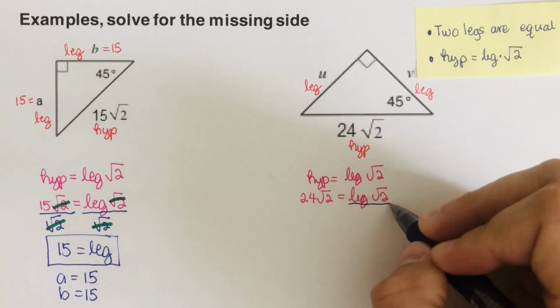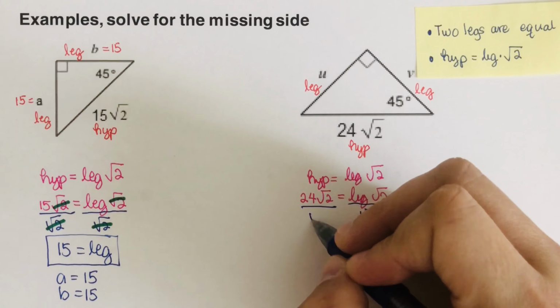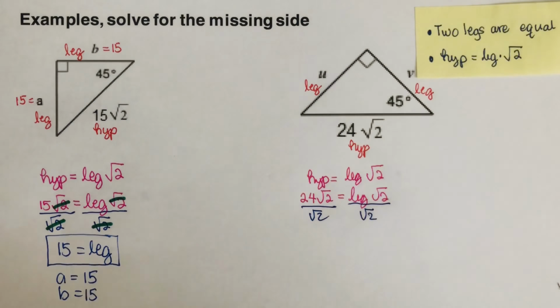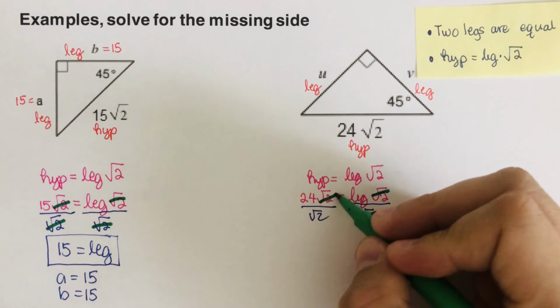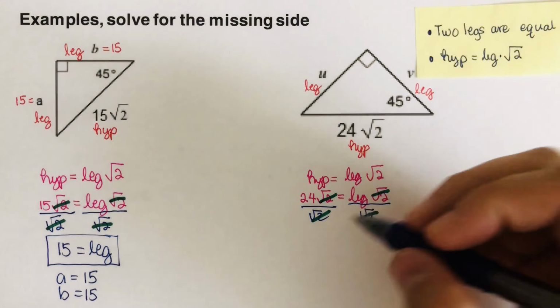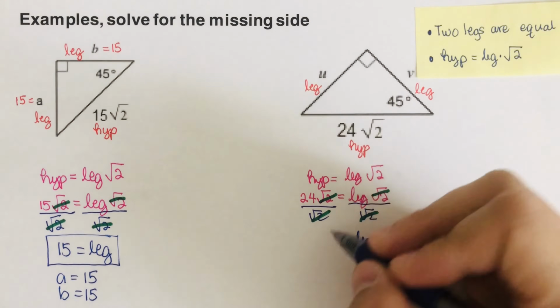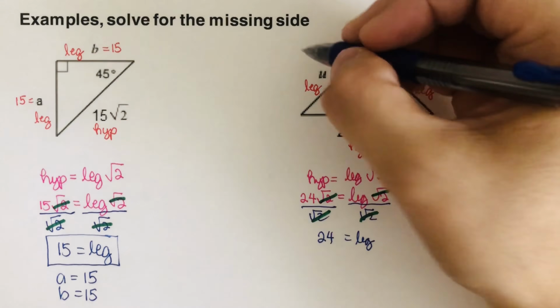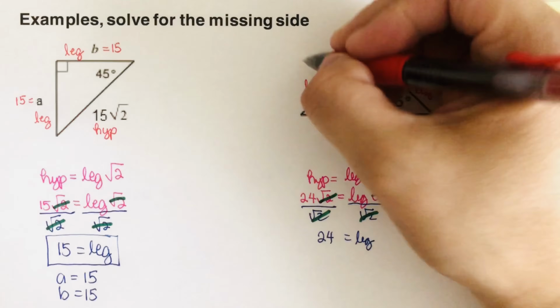So I'm going to divide both sides by square root of 2. Divide this by square root of 2. So then the square root of 2 gets crossed out and we're left with a leg. So then our leg is equal to 24. And so we can go ahead and write 24 on this.